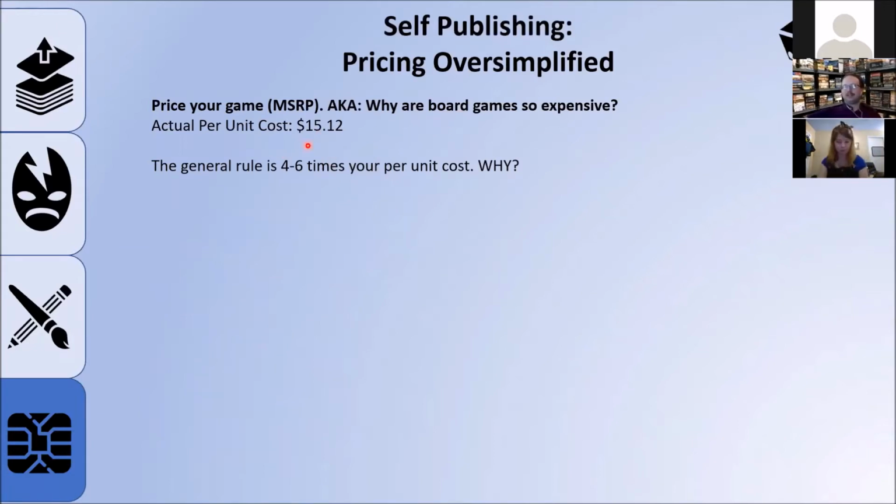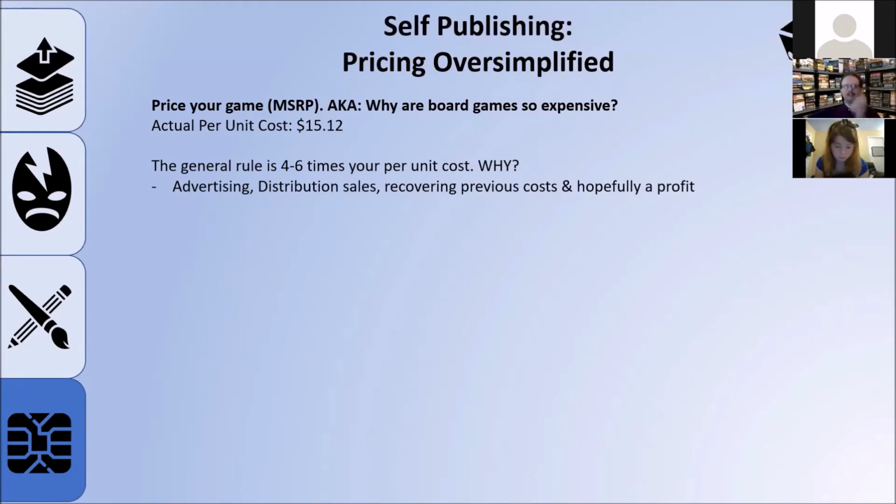The general rule is you need to do 4 to 6 times what your actual print cost is. And this may seem like you're really inflating the cost a lot. But the reality is, this is not actually inflating it that much at all. Because you have to worry about advertising, you have to worry about distributors, you have to worry about recovering all of your previous costs that you've already sunk in, such as artwork, supplies that you've purchased for prototyping, making prototypes up and sending them to reviewers, getting reviewers to actually review it, which some of them will cost money.